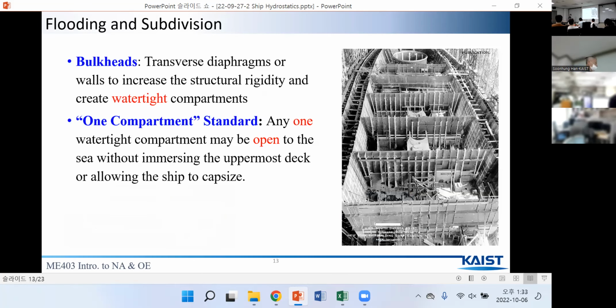Now, after the Titanic disaster, the IMO created safety regulations. That was the beginning. They started to make watertight bulkheads and watertight doors. What was the regulation or requirement from that part? The watertight bulkhead, one compartment standard. This is a floatable compartment. One room flooded is okay, it still floats. Double damage, that is the one compartment standard. Nowadays it's increasing. Two compartments should be okay now.